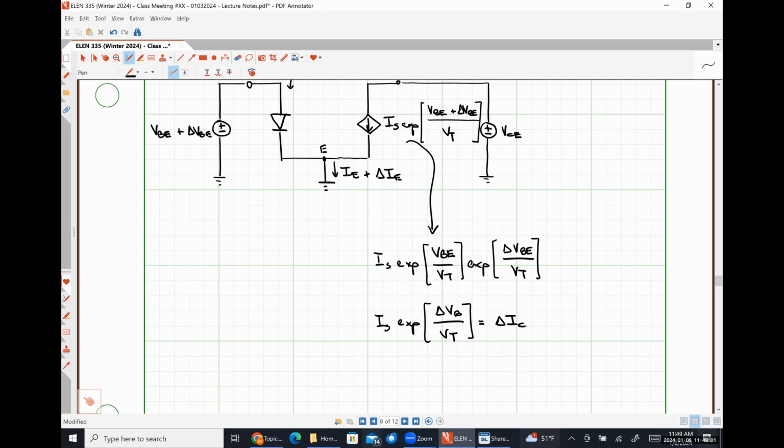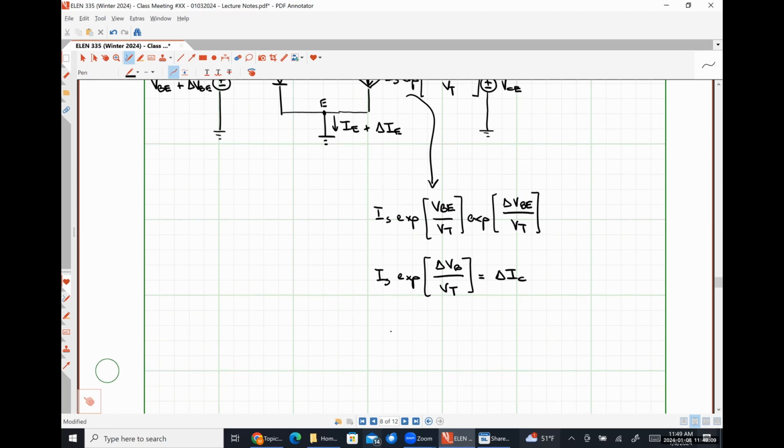So we are going to define our transconductance GM as delta IC over delta VBE, which actually simply comes out to be IC divided by our thermal voltage.